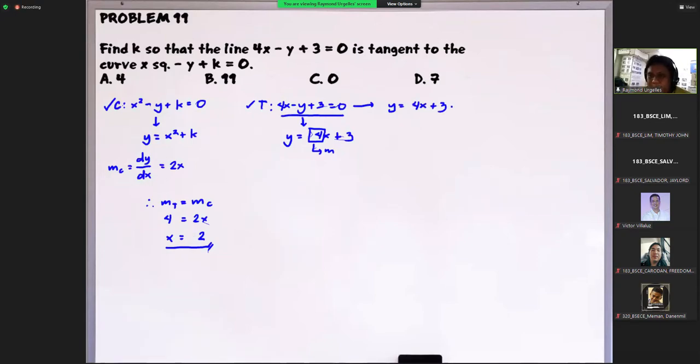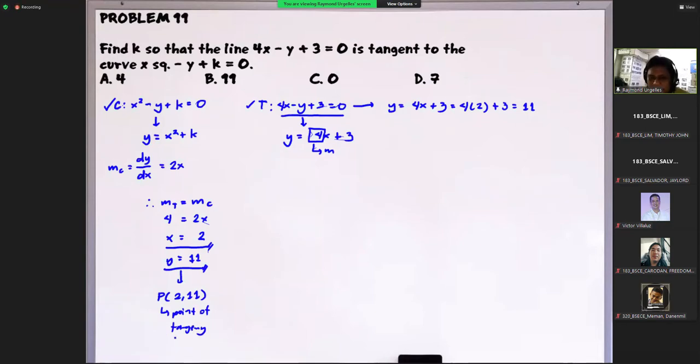So then by substitution, palitan lang natin yung x ng 2 kasi na-solve natin x is equal to 2. So 4 times 2 plus 3, then you get 11. So therefore, at this point, yung y natin should be equal to 11. Okay, and remember that this is the point of tangency, diba? So this will give us a point P, which is (2, 11). So again, ito yung point of tangency natin.